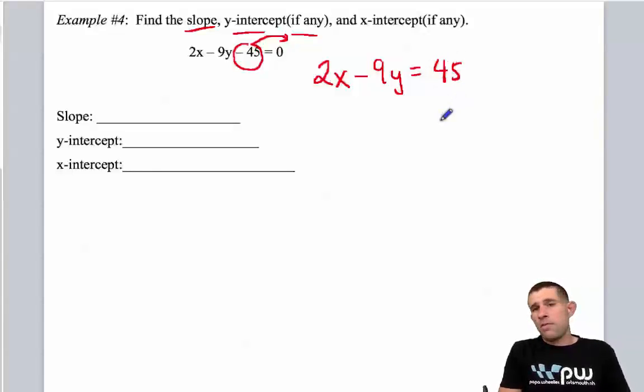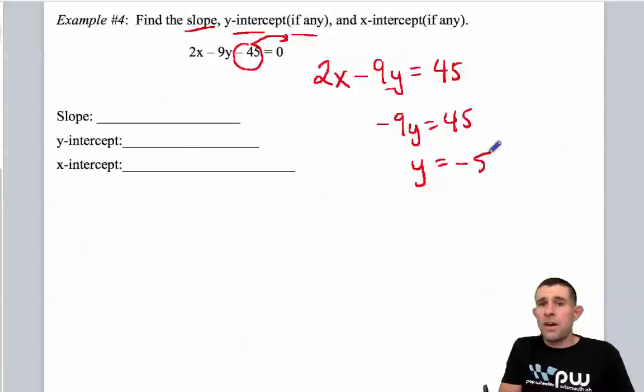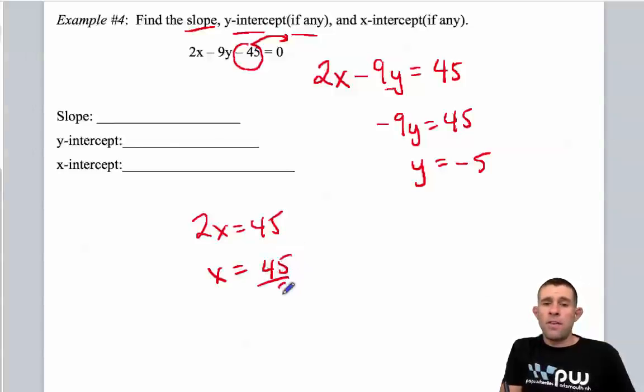Now, remember how to go about finding our x and y intercepts. We simply let 0 equal the value for x in order to find our y-intercept. So when I do that, I'll have -9y equals 45. Divide both sides by -9. The y-intercept is -5. In order to find my x-intercept, I'm just going to do the opposite now. I'm going to put 0 in for y, and I'll have 2x is equal to 45. Divide both sides by 2, and x is equal to 45 halves. And that is my x-intercept.